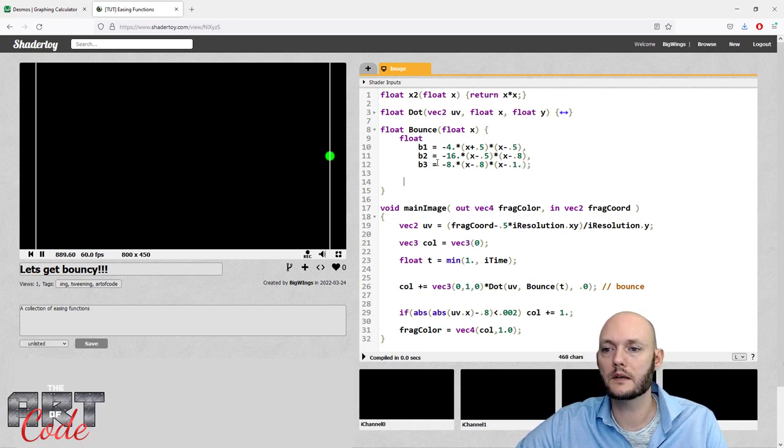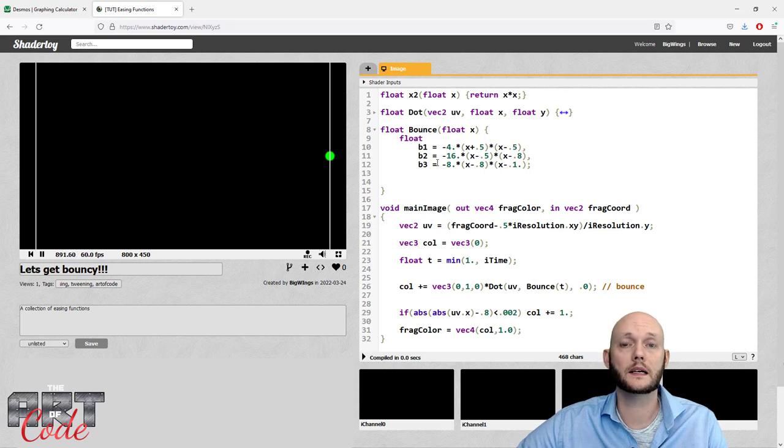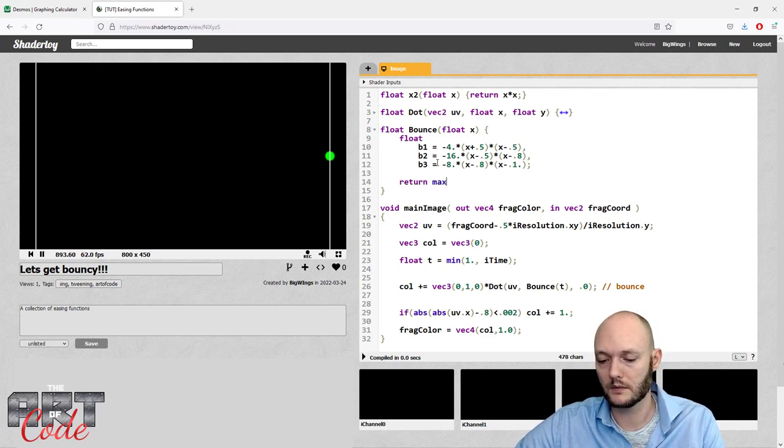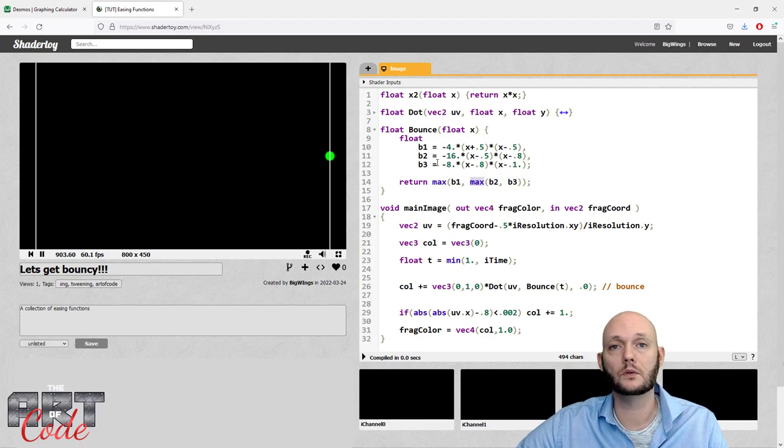So these are my three bounces, and I just have to return the maximum between those. So return max b1 and max b2 and b3. The reason I write it like this is because the max function only takes two input parameters. So first I have to take the maximum between these two, and then the maximum between the winner of those and b1.